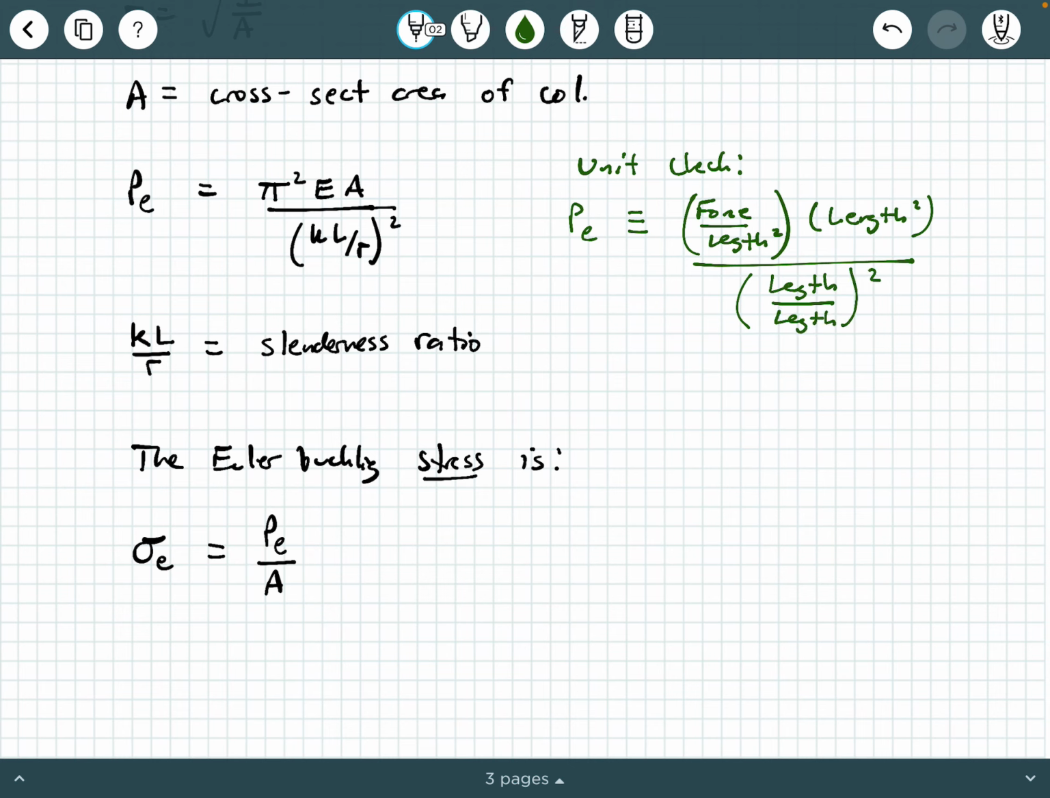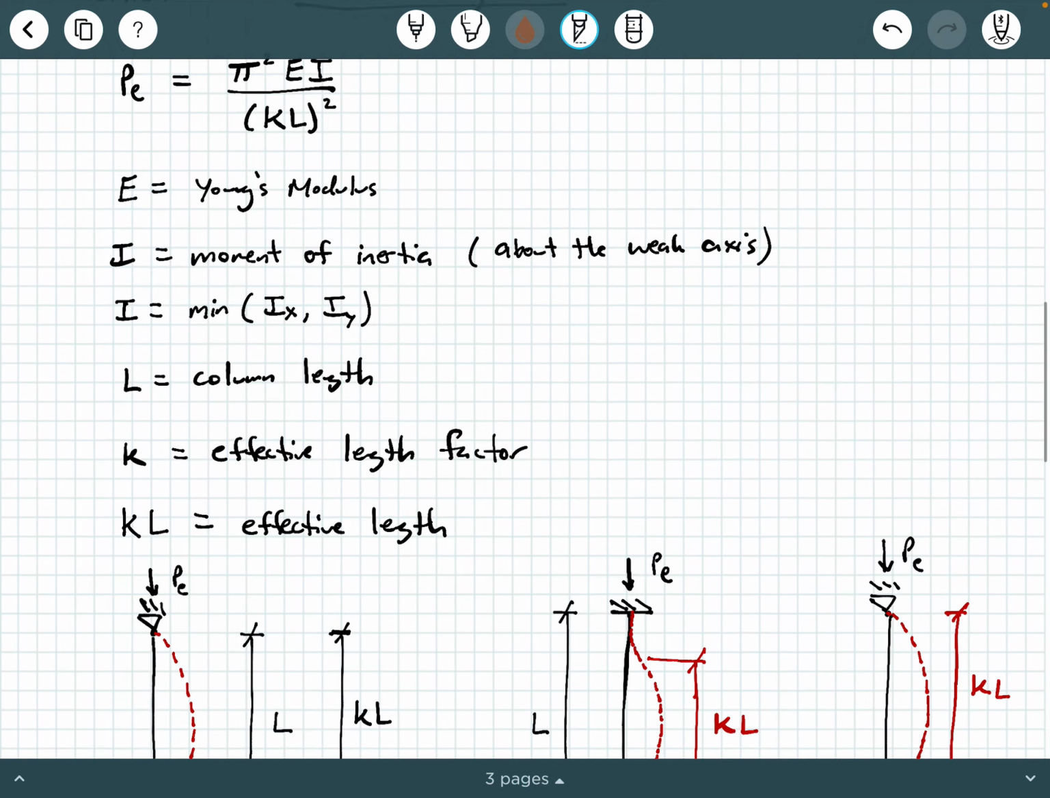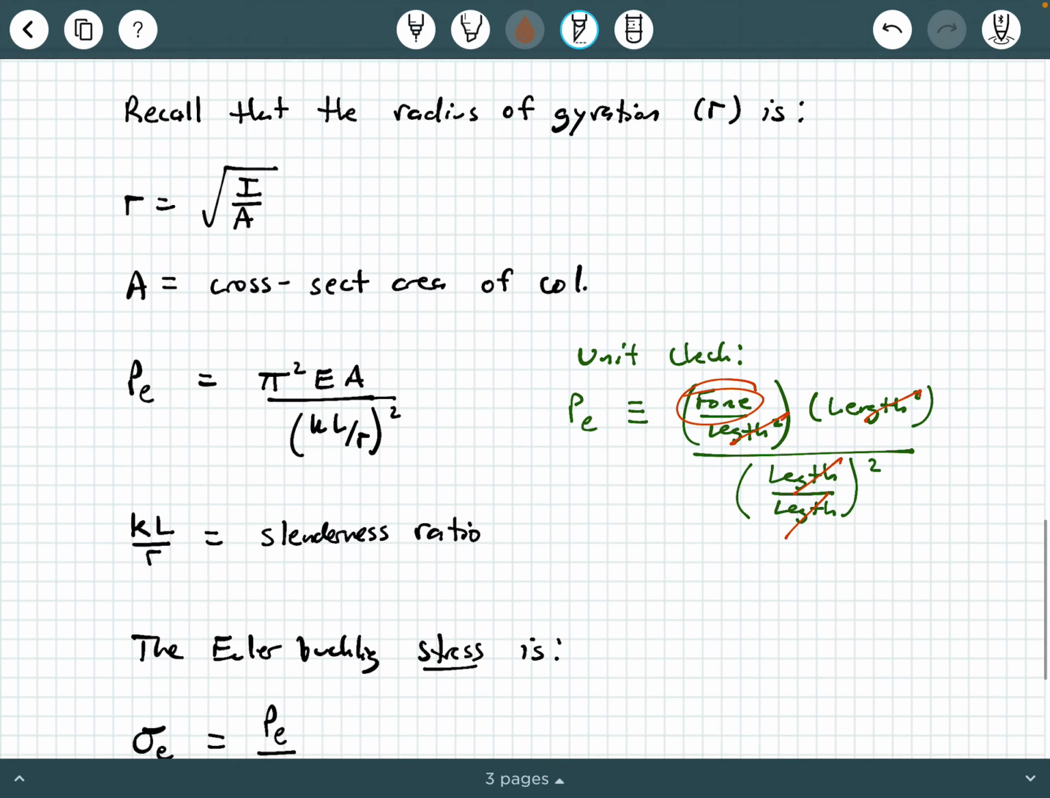So if you track what should be canceling here, the units of length cancel in the denominator, and then the length squared and the length squared cancel up in that numerator. So you end up with units of force for P Euler. And I encourage you to take some time and do your own unit check for this version of the Euler buckling force to convince yourself that the units come out with units of force. They will, but maybe do that on your own to convince yourself of that, okay?